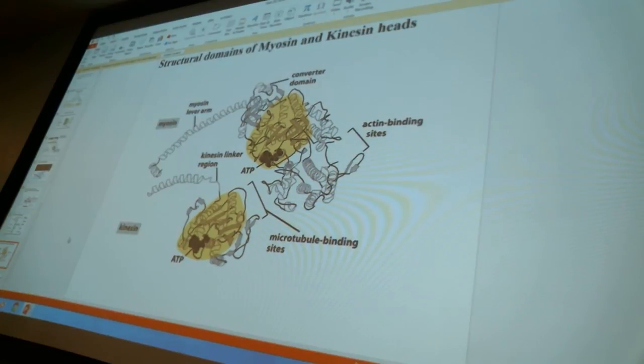So here we have a comparison of the crystal structure of the motor heads between kinesin and myosin. And myosin is quite larger, but the core domains are very conserved in structure, although again the sequence is different. So only when you look at the structure, we can see how similar they are.